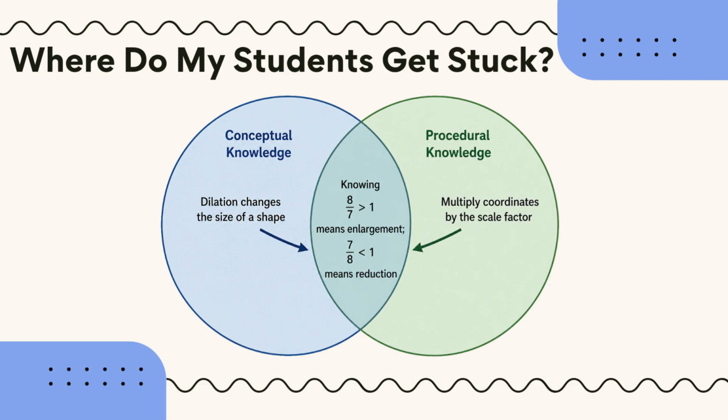But then I give them a problem with scale factors like 7/8 and 8/7, and they freeze. They don't know which one's the enlargement and which one shrinks the shape. That's the procedural side. Multiplying by fractions isn't solid yet.